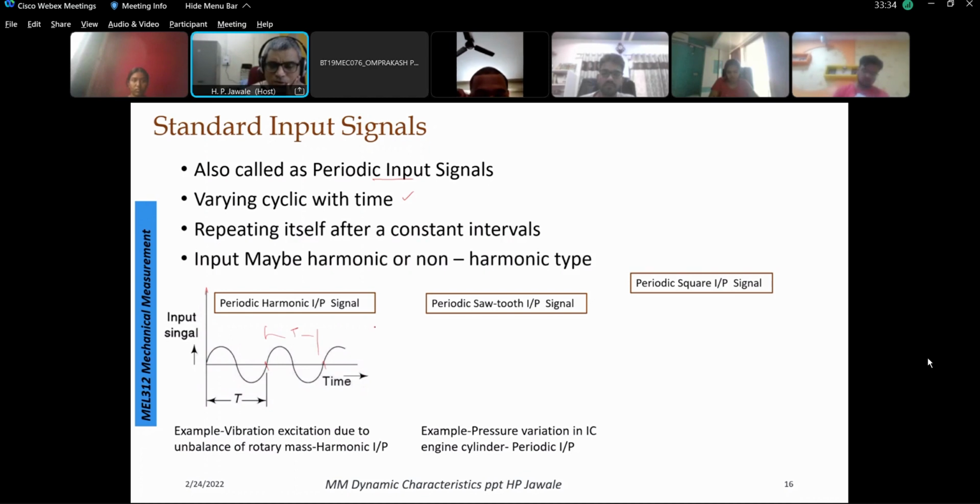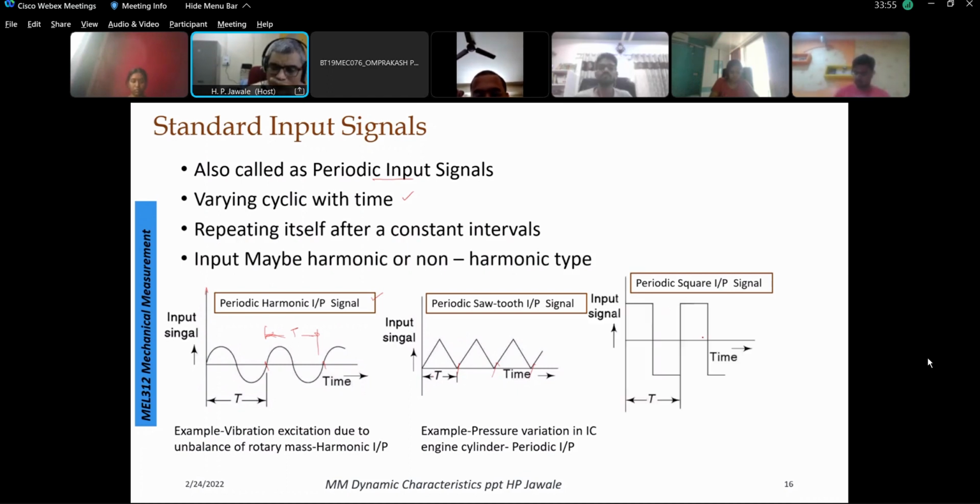Right? I think you are all aware of this. You have gone through this kind of signal somewhere. This is called a periodic harmonic signal. Then we have a periodic sawtooth type of input signal, where again the time interval is the same. The input signal varies and then is repeated a number of times. Then there can be another waveform, that is a square tooth waveform. Right? So examples can be given.